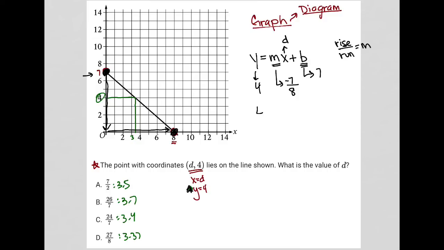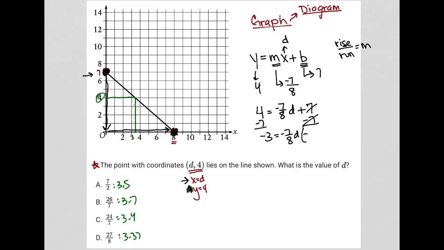So again, y equals mx plus b becomes 4 equals m, which I found to be negative 7/8, times x, but x we've been told is equal to d, plus b, and I know that my y-intercept is 7. So all I have left to do here is some algebra. I subtract 7 from both sides. So that's gone. 4 minus 7 is negative 3, which is equal to negative 7/8 d.